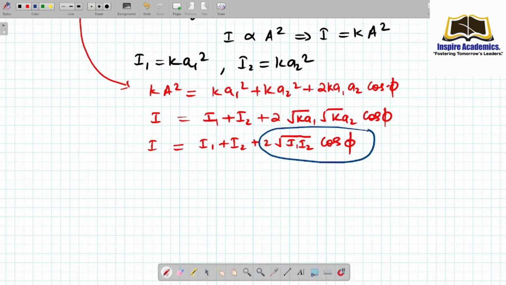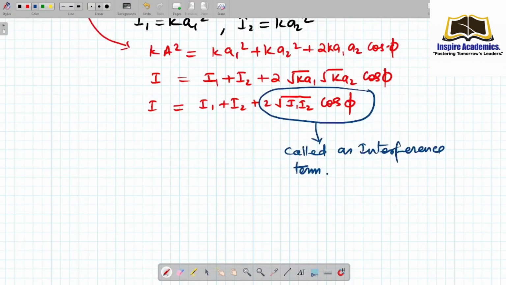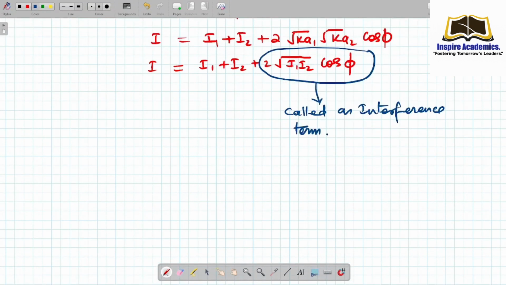There is this third term, 2 under root I1 I2 cos phi, which is called the interference term. Now let us understand when would the constructive interference occur.